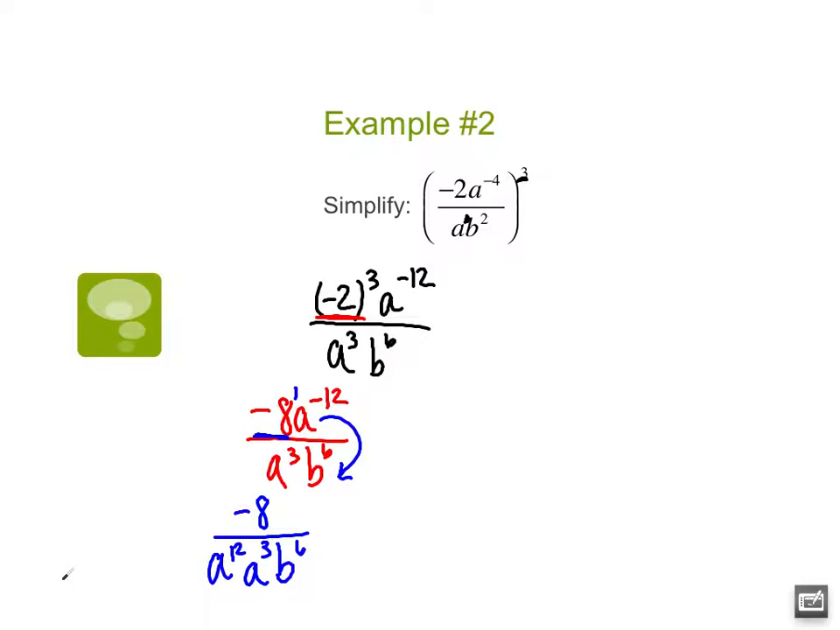Okay, now what we want to do is combine horizontally. Negative 8 has nothing we can combine it with. This a to the 12th and a to the third, we can add those exponents. It becomes a to the 15th, and then b to the 6th. We don't have anything else we can combine, so that is our final answer.